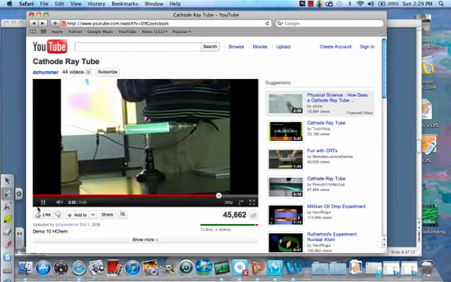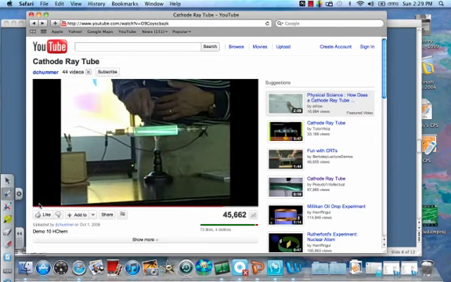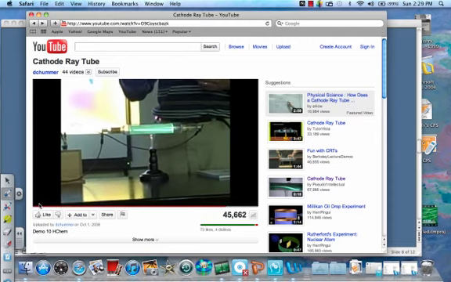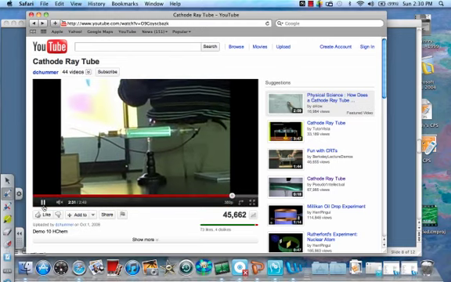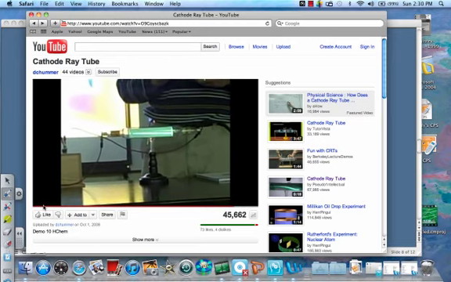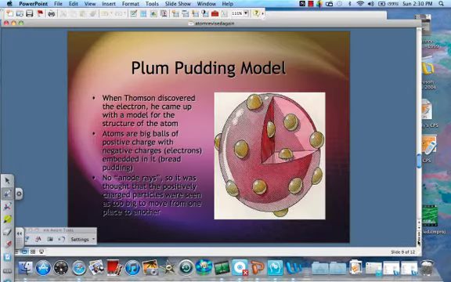So Dalton said that atoms are indivisible. That's not true. Thomson discovered the electron, which is a negatively charged particle, which is part of the atom. So he came up with a model for the atom, and he called this model the plum pudding model.